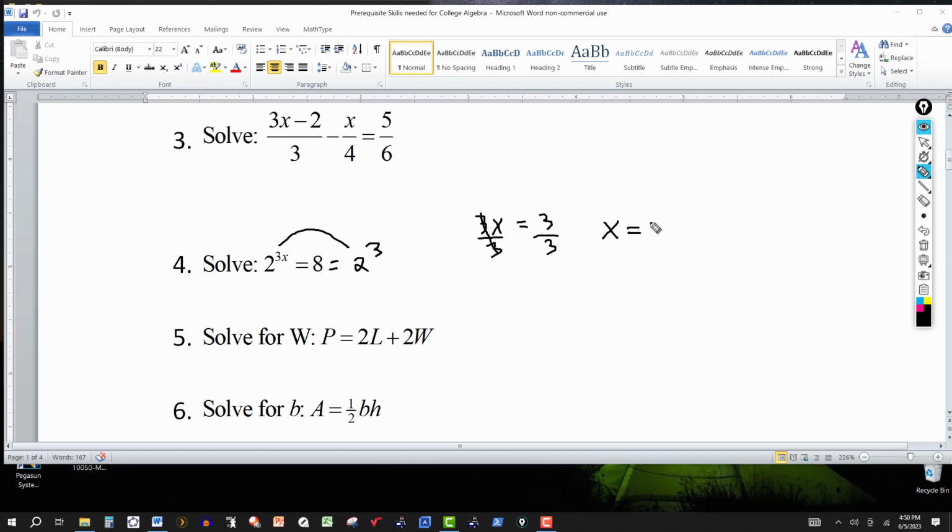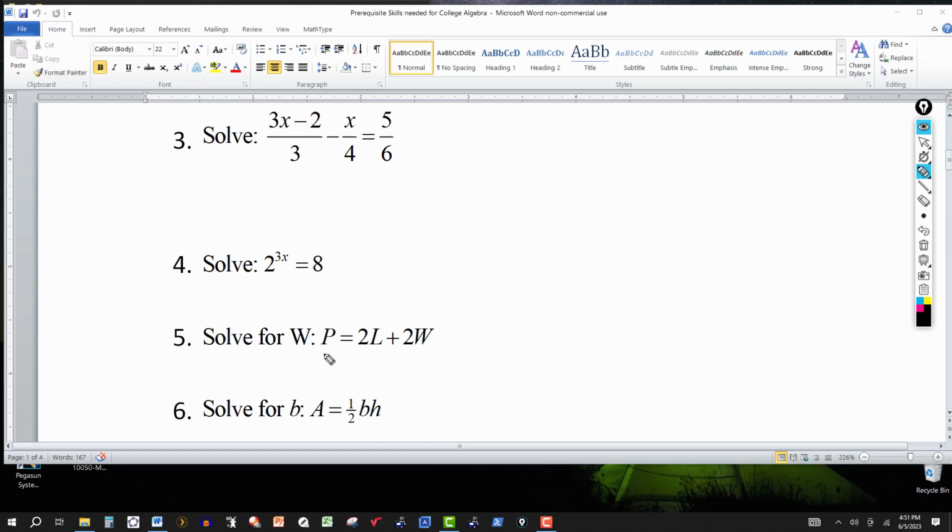That should be your answer. No heavy-duty steps here, just using some common sense. If I put a 1 where the x is, that gives me 1 times 3 is 3, and 2 to the third power just gives me an 8. So x equals 1.